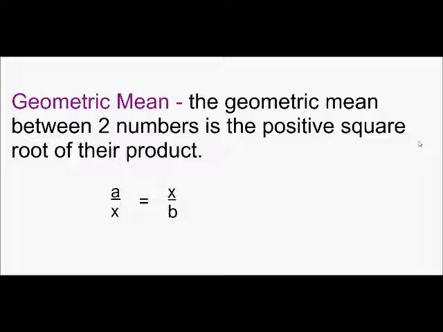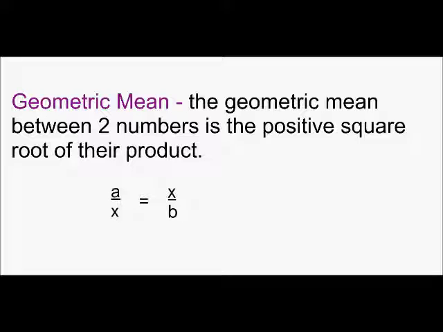The geometric mean between two numbers is the positive square root of their product. So in this case, if we have the two numbers a and b, we could find the geometric mean by setting up a proportion. And I've written the proportion here already for you. a over x equals x over b. Now you might be wondering, how did I know to write it this way?